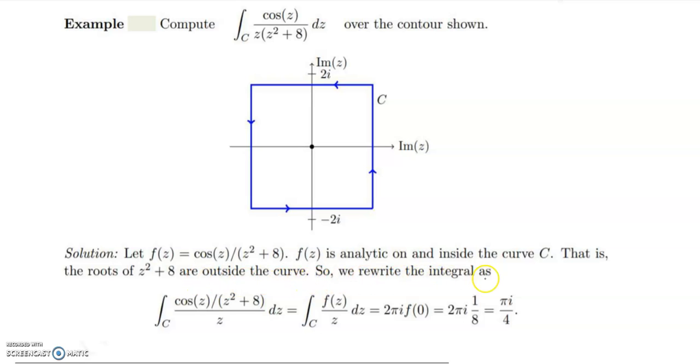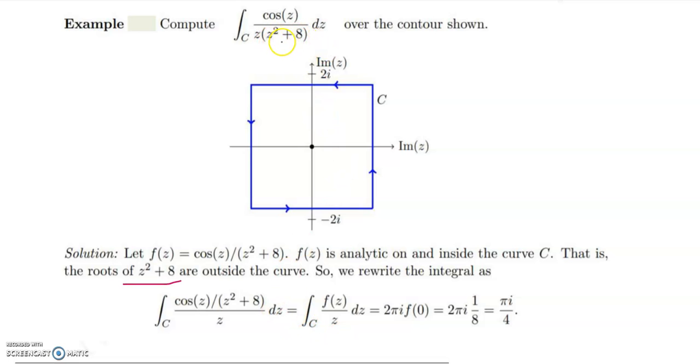So we rewrite the integral. Here you have to understand that. Now you see here we have cos z divided by z squared plus 8, and here z minus 0. So this point 0 lies inside. That's why we put a dot mark here. But for z squared plus 8, what are the values of z here?